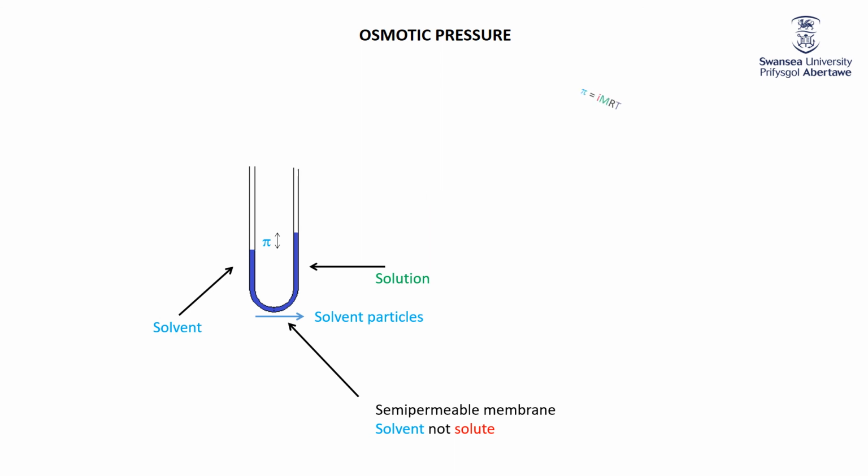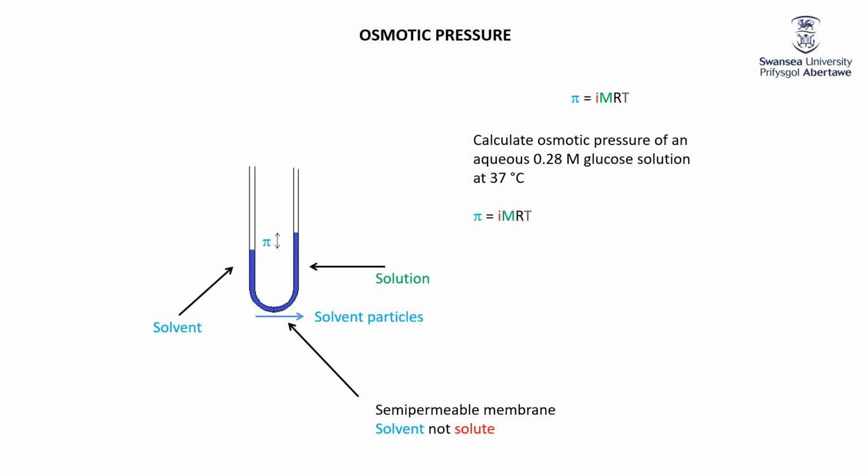Okay, pi is equal to the molarity times R times T. We got the van't Hoff factor in there as well. Okay, consider our favorite solute, glucose, but in this case let's think about 0.28 molar glucose at 37 degrees Celsius. Pi is i times MRT. Well, i for glucose is 1. Molarity 0.28, R 0.0821 liter atmospheres per mole Kelvin, temperature 37 Celsius or 310 Kelvin. Pi is 7.13 atmospheres.